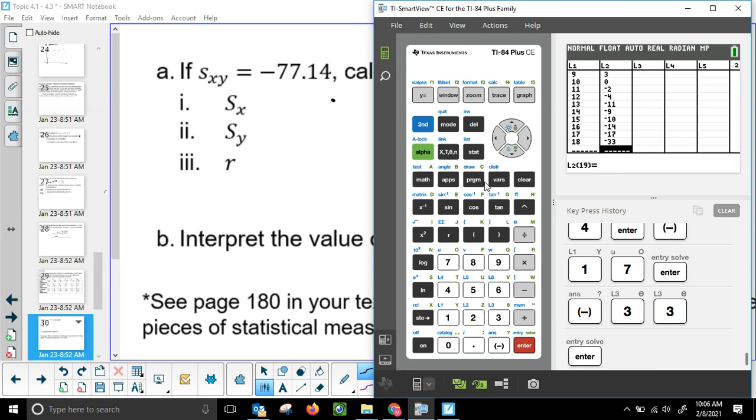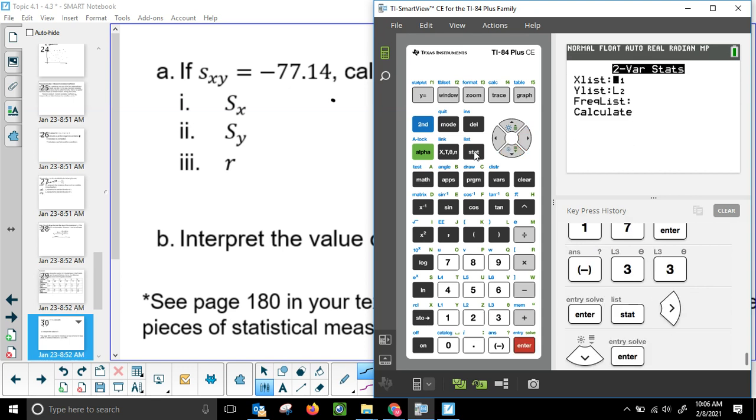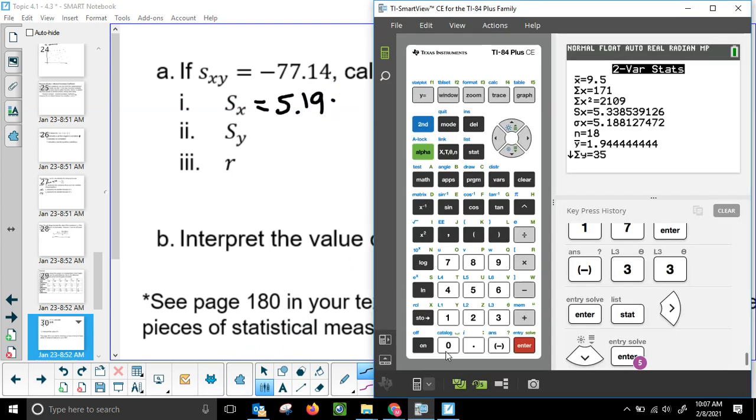So there's our data. Again, we can hit stat, go over to calculate, and do two variable stats, and we get that. Remember, although this says S sub x, we are using sigma sub x for my standard deviation. So 5.19 we will say. Our sigma sub y, which is the standard deviation of the y, is 15.25.